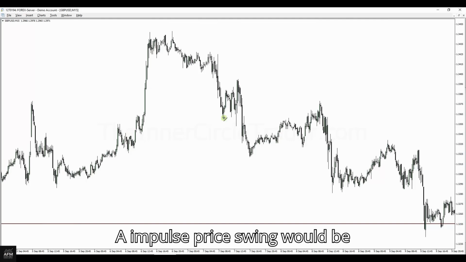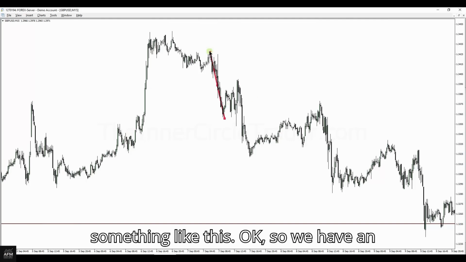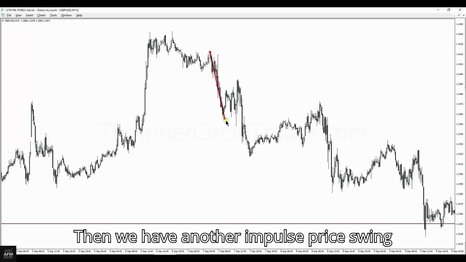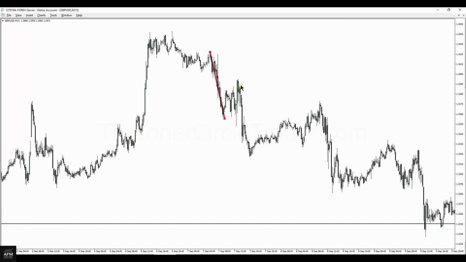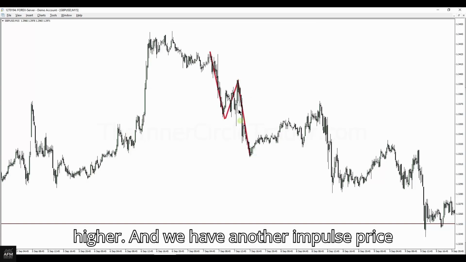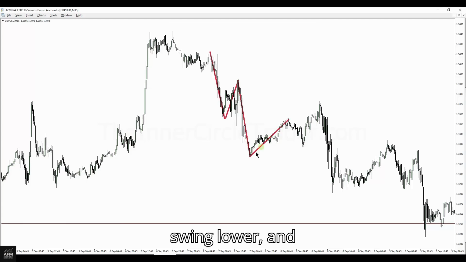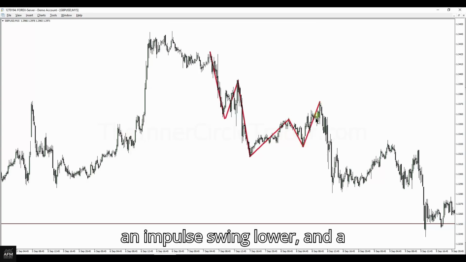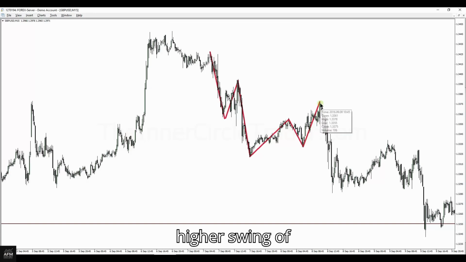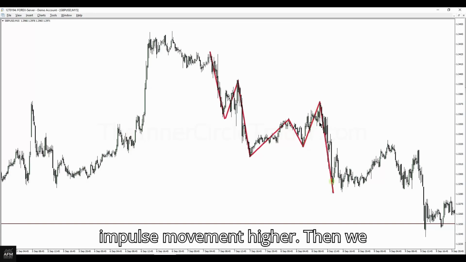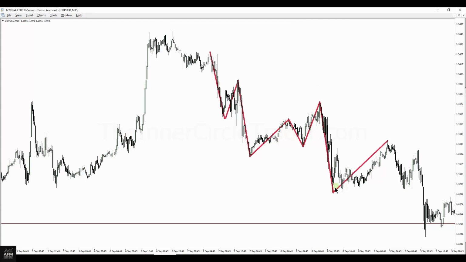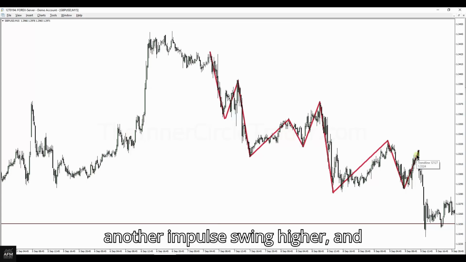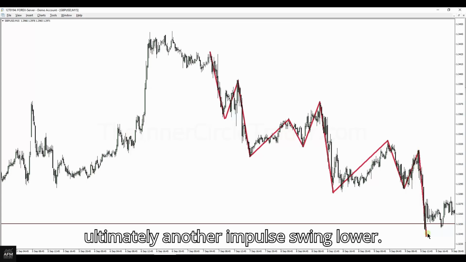An impulse price swing would be something like this. Okay, so we have an impulse price swing down. Then we have another impulse price swing higher. Then we have another impulse price swing lower. We have another impulse swing higher, followed by an impulse swing lower, and a higher swing of impulse movement higher. Then we have another impulse swing lower, followed by another impulse swing higher, followed by an impulse swing lower, another impulse swing higher, and ultimately another impulse swing lower.